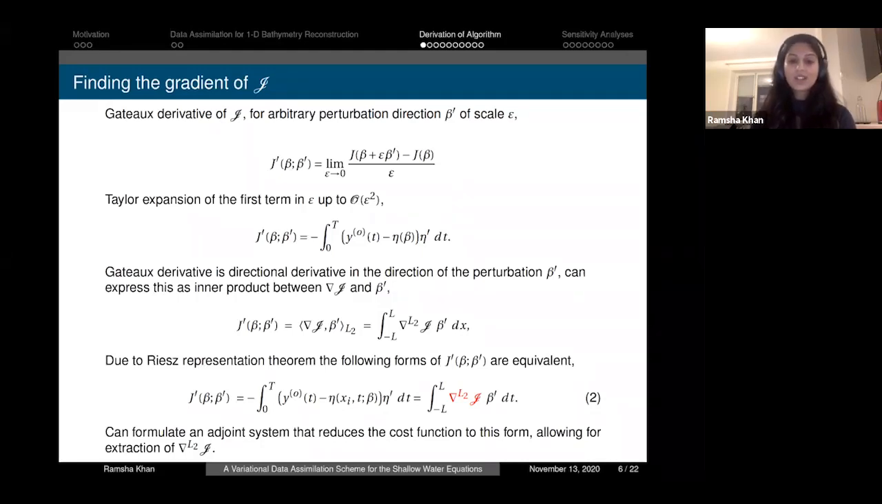And so essentially what that means is if we can formulate a Lagrangian and some adjoint variables, that lets us write this expression as something that looks like this, then that means whatever is in this position over here has to be our gradient due to the Riesz representation theorem and the equivalence of inner products.